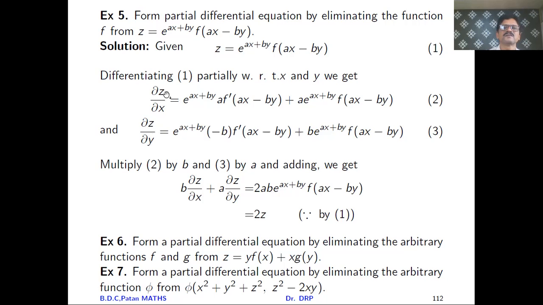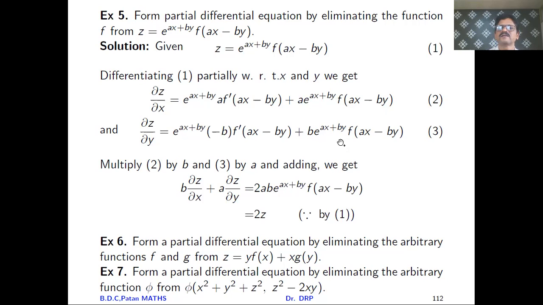So there you will get on the LHS b del z by del x plus a del z by del y, is equal to, if you multiply this by b, you will get ab e to the power ax plus by into f dash of ax minus by. And if you multiply this by a, there you will get minus ab e to the power ax plus by into f dash of ax minus by. Means the same terms having opposite signs get cancelled. Plus, multiplying this by a, you will get ab e to the power ax plus by into f of ax minus by.